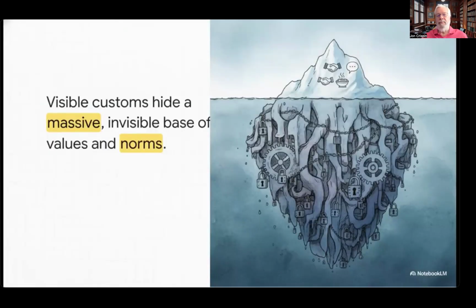And this leads us to a brilliant metaphor for the danger global companies face. Culture is exactly like an iceberg. The greetings, the food, the spoken language, that is just the visible tip sticking out of the water.